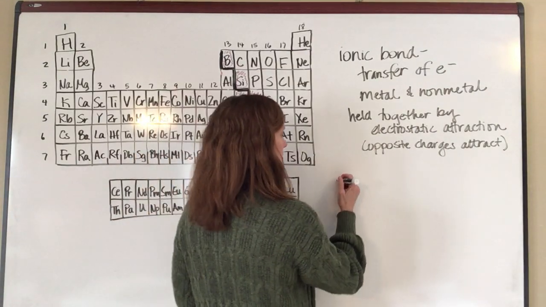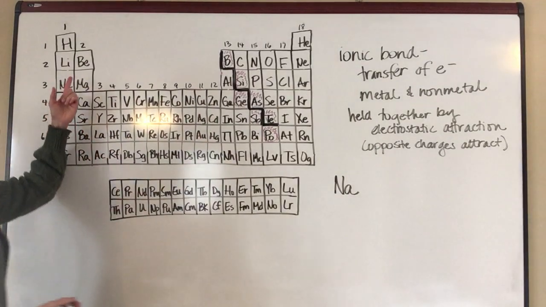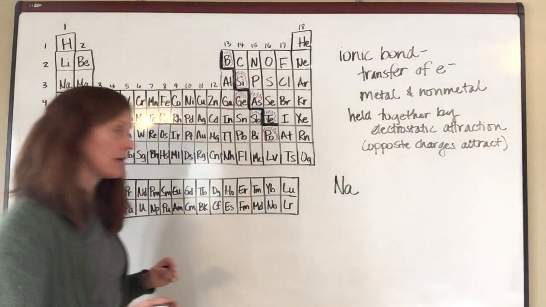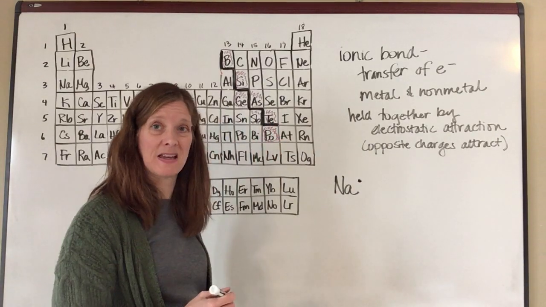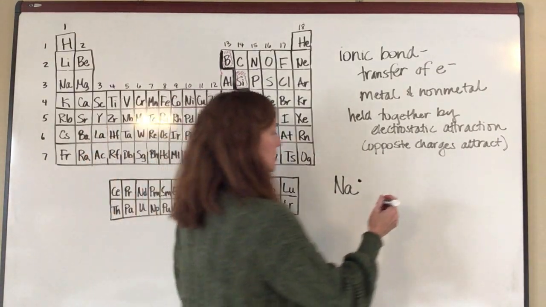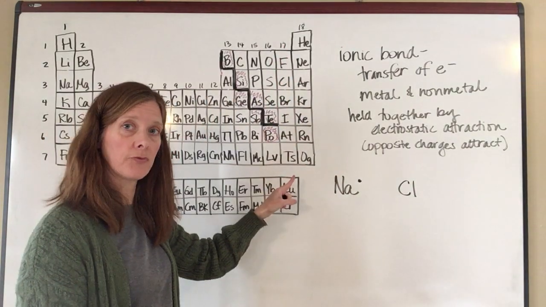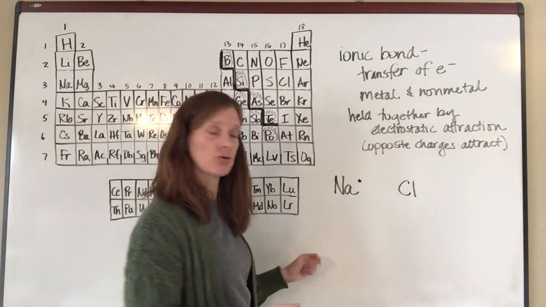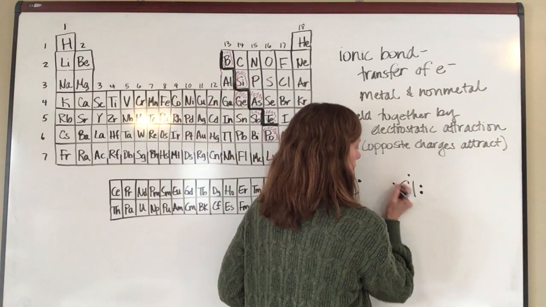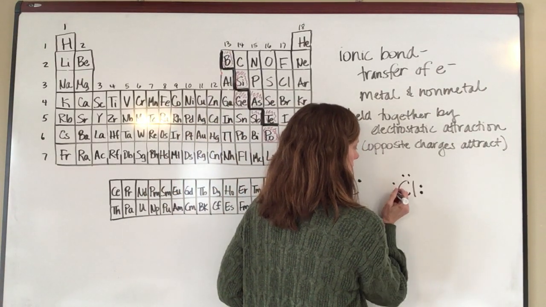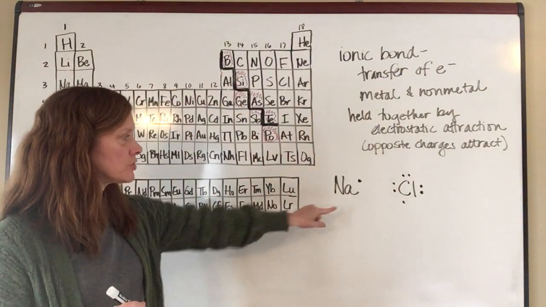So if I look at the dot structure for sodium, you recall that sodium, being over here on the left-hand side, has one valence electron. And so I'm going to draw its dot structure like this. Chlorine has how many valence electrons? Hopefully you said 7. And so when I draw the dot structure for chlorine, 1, 2, 3, 4, 5, 6, 7. Now let's review what we said sodium wants to do.